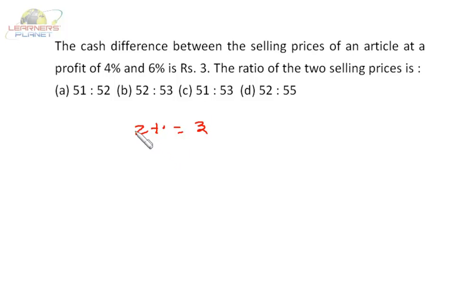So if 2% is 3, that is, the difference between the previous profit and the new profit is 3, that means 100% will be 150. Now friends, it will be the cost price of the article.